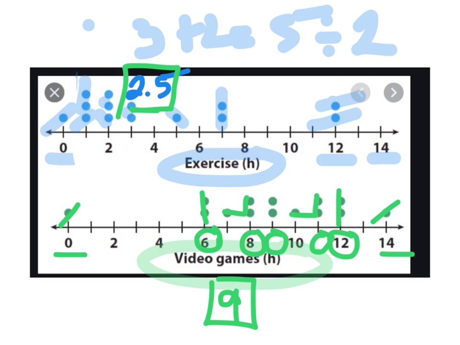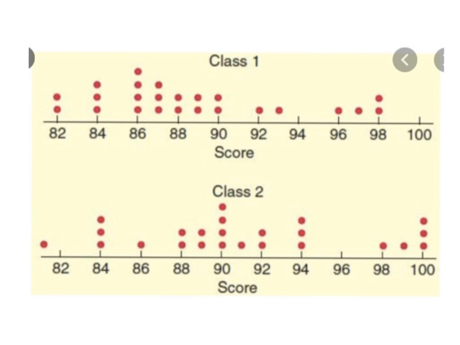No. So the questions asked when we compare dot plots are asking you to look at all those components: mode, median, range, and mean. Going to the next slide. In this data set, we're going to compare 2 classes. So look at class 1.